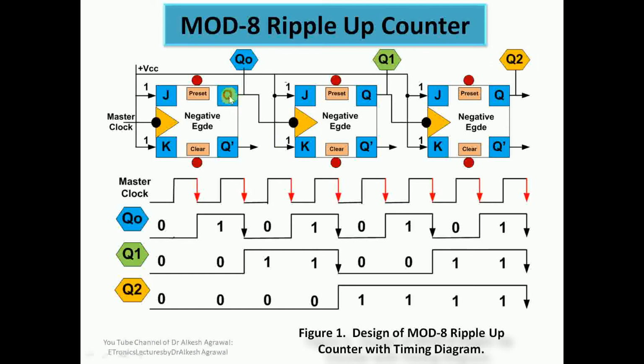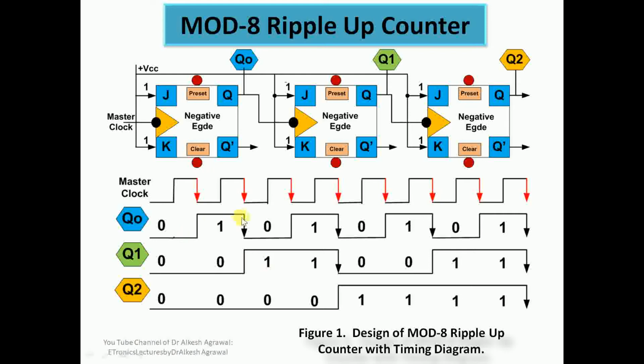Then we can see the normal output is triggering the clock of the second stage, and the normal output of the second stage is triggering the clock of the third stage. So in this slide, I have shown you that this is a mod 8 triple up counter. Why up counter? Because at the negative edges of the master clock, Q0 is toggled from 0 to 1, 1 to 0, 0 to 1, 1 to 0, 0 to 1, 1 to 0, 0 to 1. Then Q0 is acting as clock pulse for Q1.